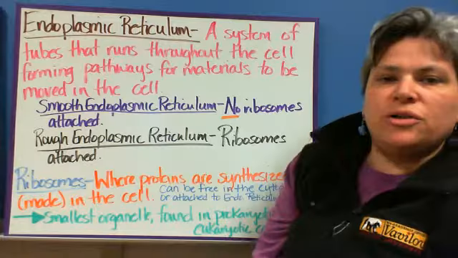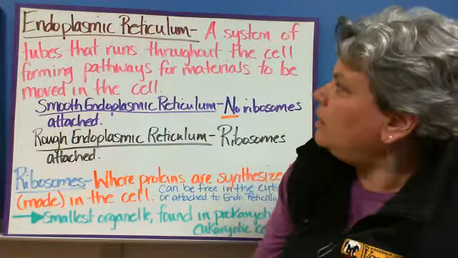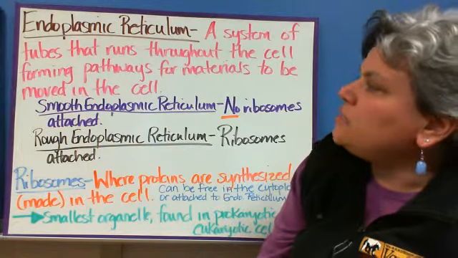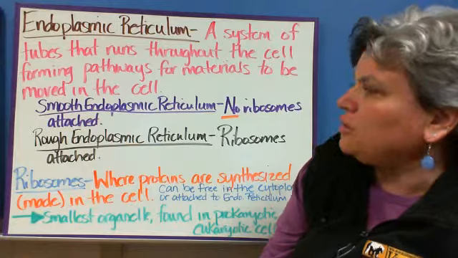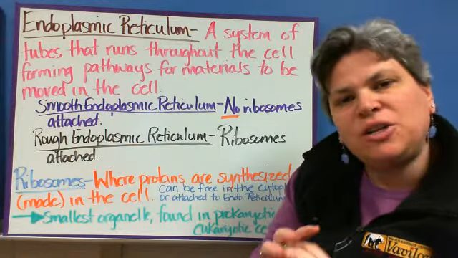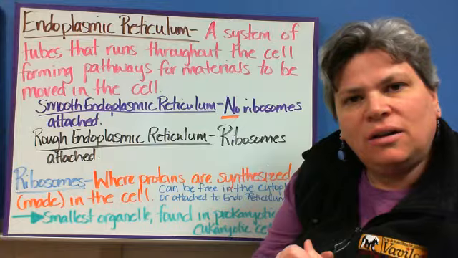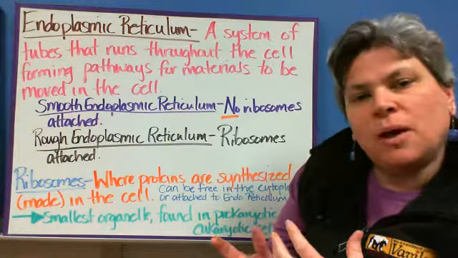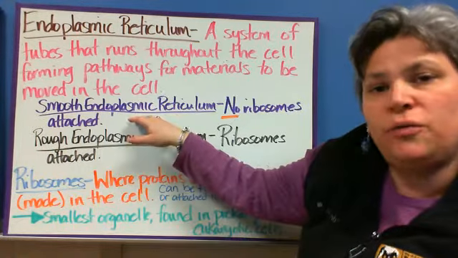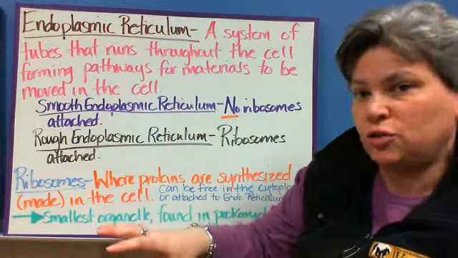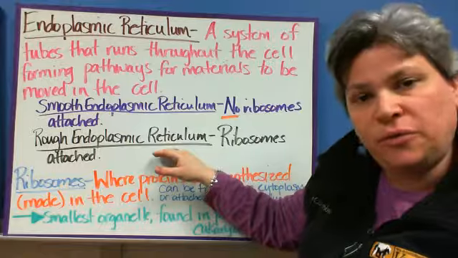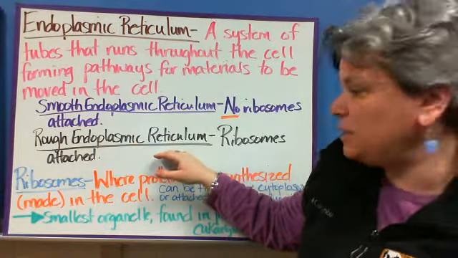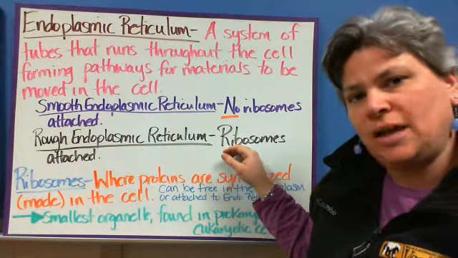And that takes us to a structure called the endoplasmic reticulum. The endoplasmic reticulum is a system of tubes that runs throughout the cell, forming pathways for materials to be moved in the cell. It's kind of like a transport network within the cell. The endoplasmic reticulum comes in two forms. There's a smooth form, which again is just a group of tubes that have no ribosomes attached to them. Or there's a rough form, again, a group of tubes that has ribosomes attached to it.